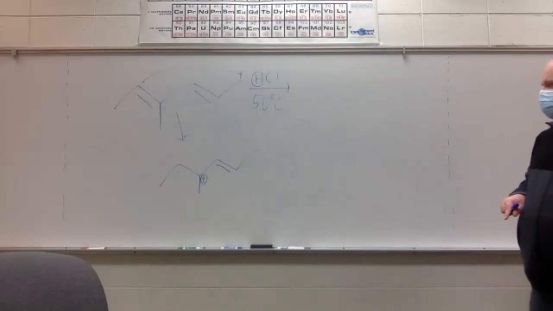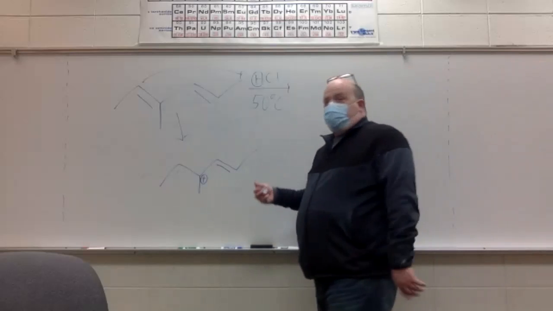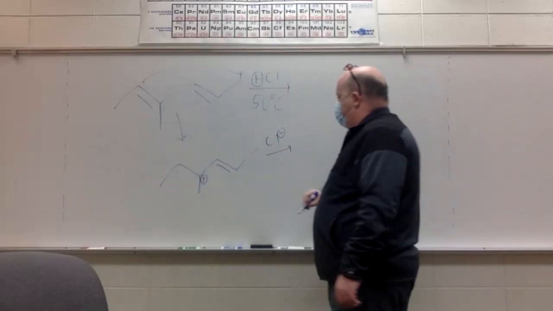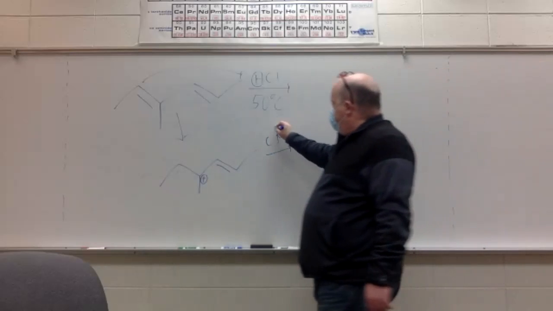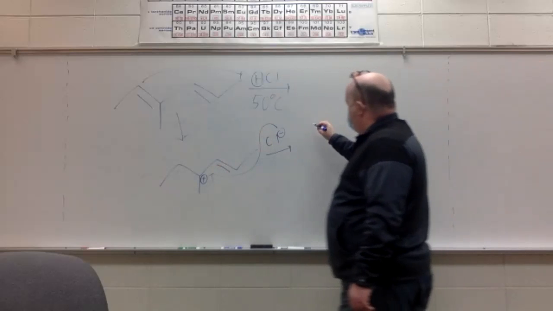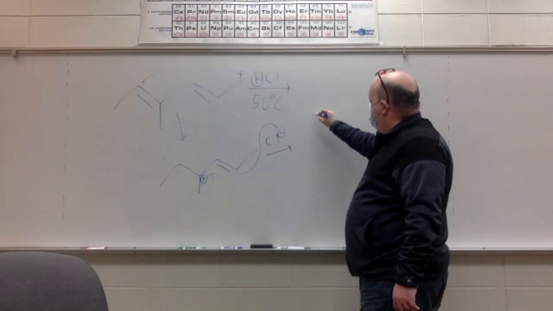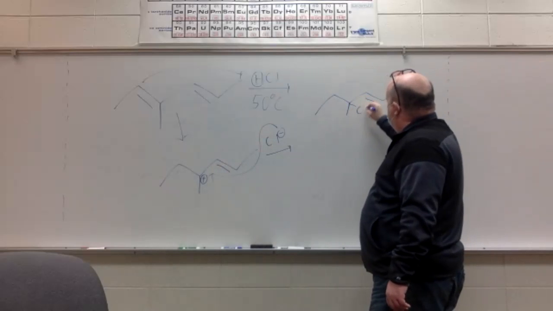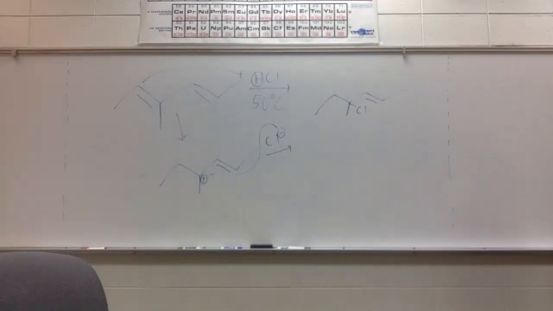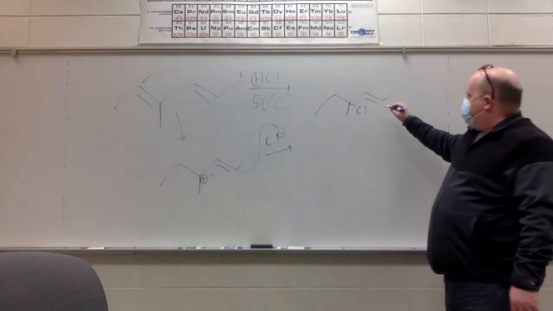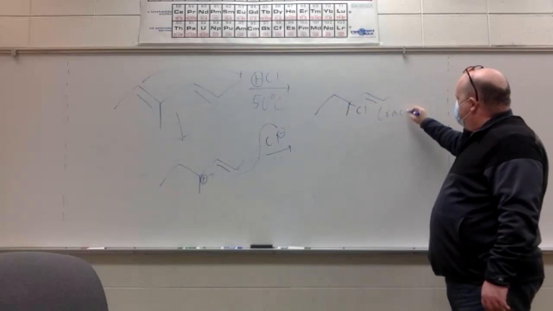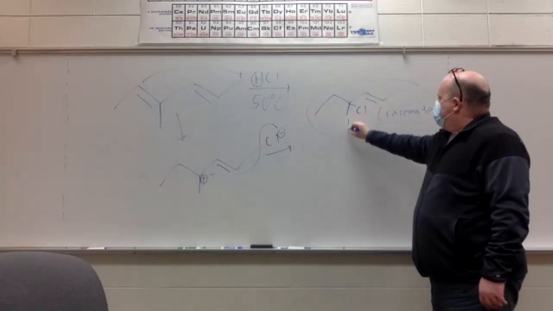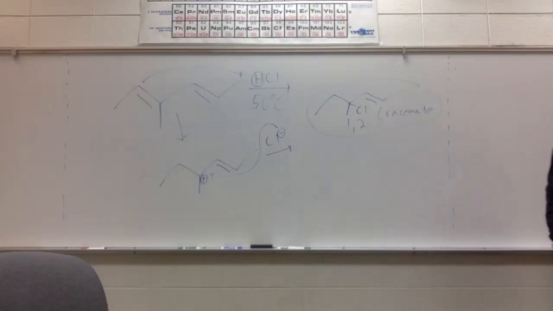All right. From there, it's pretty simple to get the next part, right? We can get the 1,2 product just by having an attack of our Cl minus. And we do create a stereogenic center, so that would be a racemate. What else could we do?